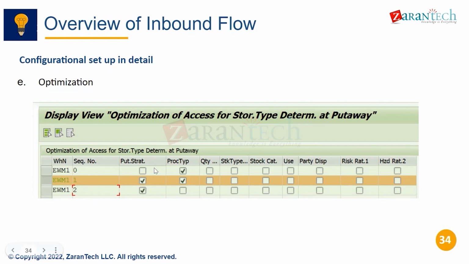This is something you have to optimize. Did I show you this setting? No, right? How it should be determined first, or whether it should determine your storage type based on your process type or put away strategy, or based on your quantity classification, stock type, and so on. All of these are settings. First of all, you will see what search sequence SAP should follow. So you can define this setting in the system, how it should optimize your storage type determination for the put away.